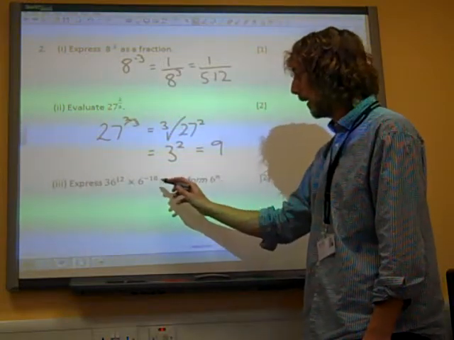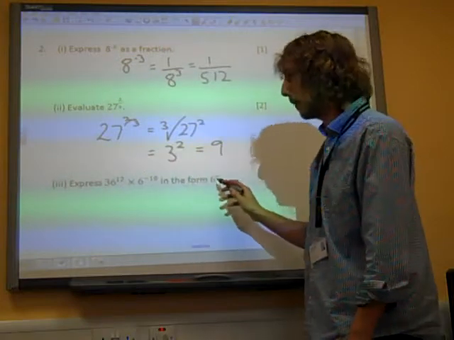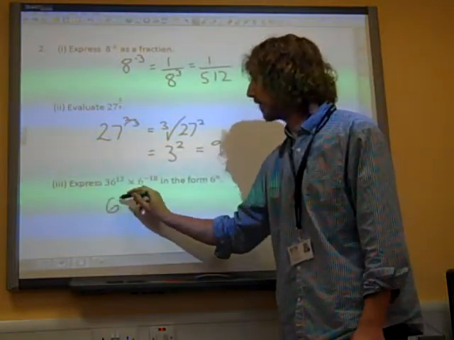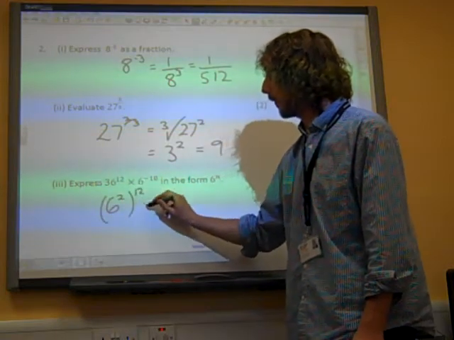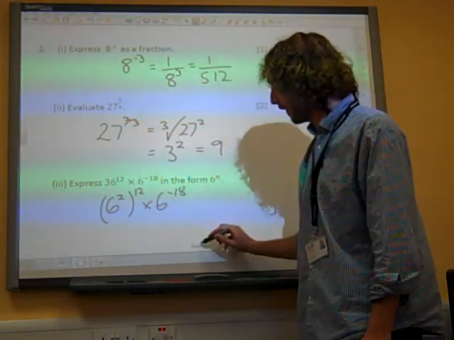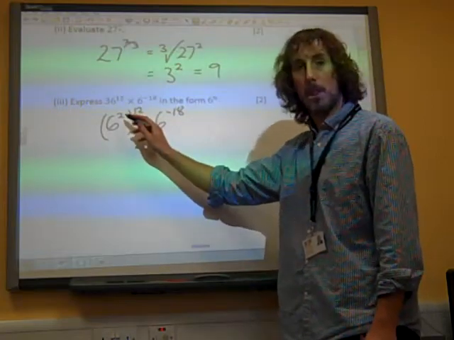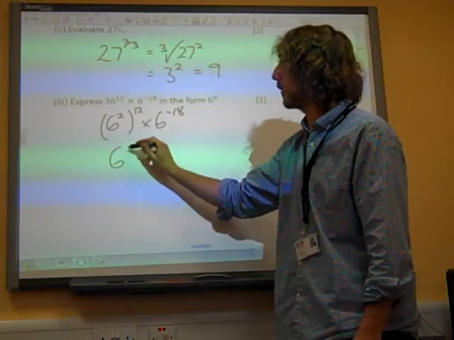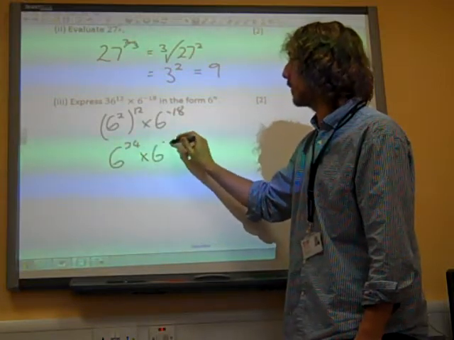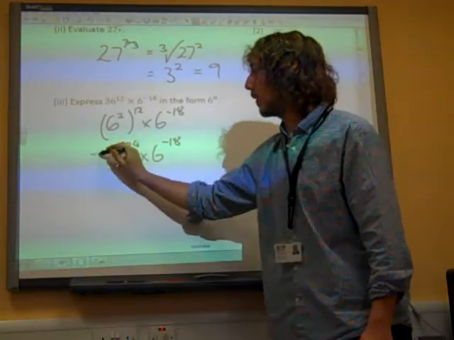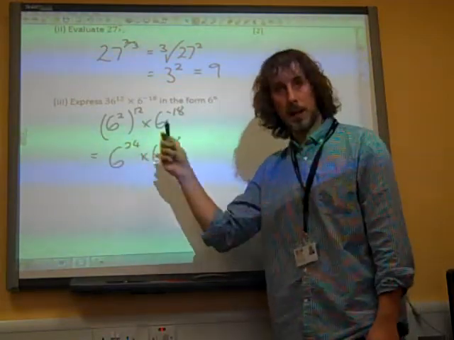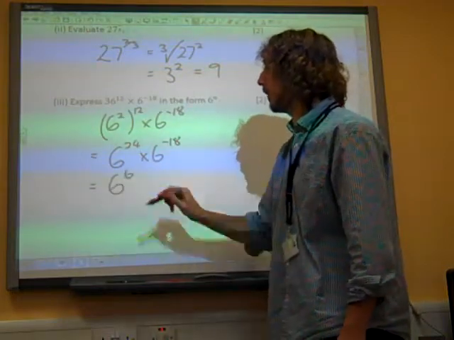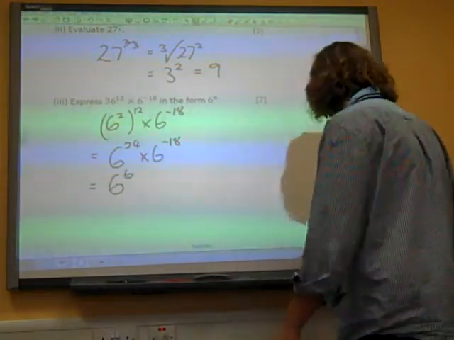And this one here, we need to get it in terms of the same base number, the base being 6 here. 36 to the 12, we'll write that as 6 squared to the 12, times 6 to the minus 18. We would multiply the powers. In this case, this would be on your list of laws of indices. So 6 to the 24 times 6 to the minus 18. And again, when we're multiplying, we would add the powers. So 24 plus minus 18 leaves us with 6 to the power of 6. On to the next one.